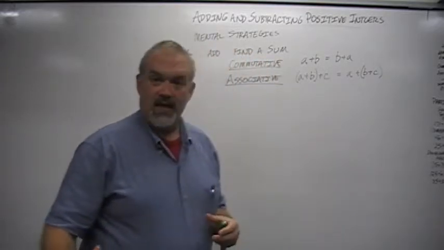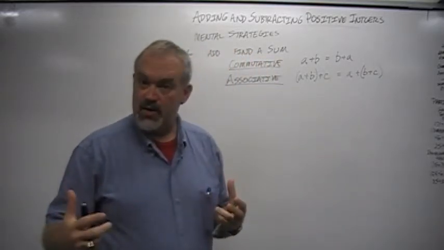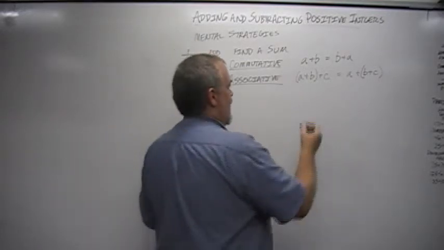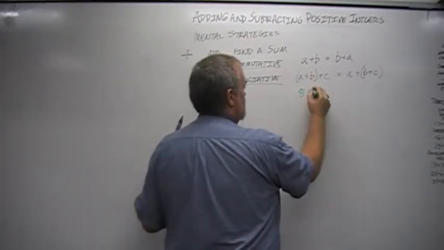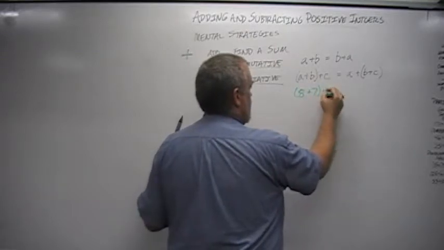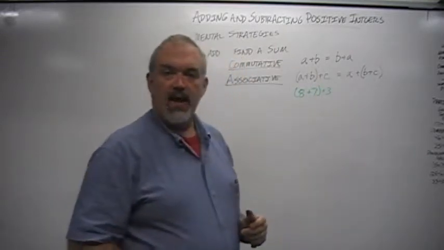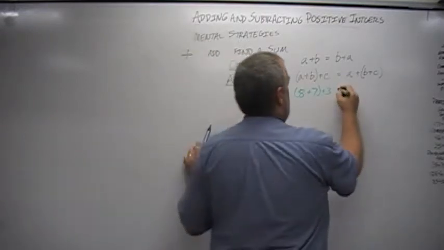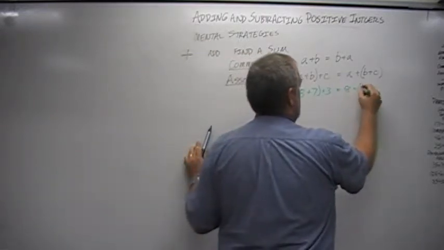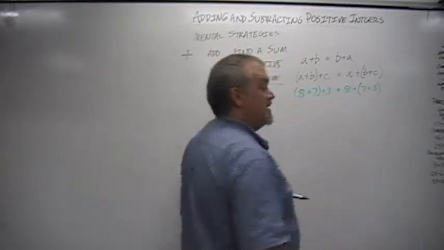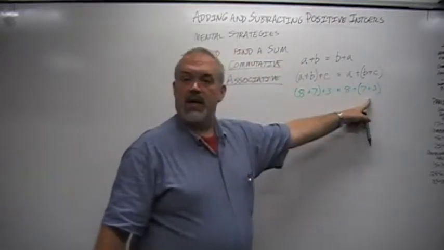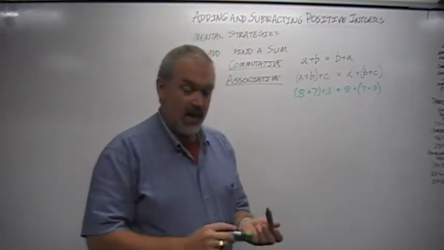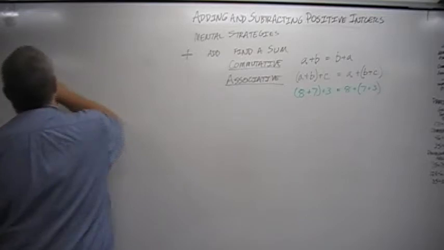Now, if you think about that, sometimes that would be pretty useful. Let's just use a really simple example. Let's say that we had 8 plus 7 plus 3. Now that's not a hard problem, but if we move the brackets around, it actually becomes easier. So let's say we had 8 plus (7 plus 3). That's now a very easy problem. 7 plus 3 is 10. And then all we have to do is add 8 to it and we get 18. So that's what the Associative Law is for.